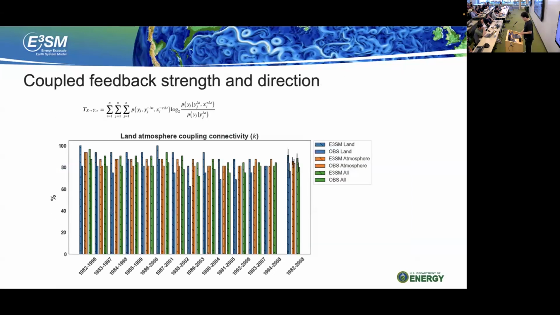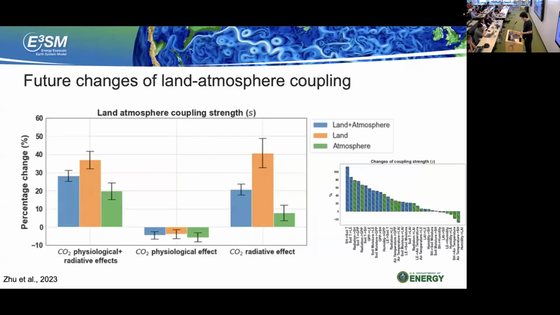So you see, this is a land component, an atmosphere component, and also the entire network of that land surface, land atmosphere coupling system. The change of the relative coupling strengths of connectivity throughout the time. You don't see that much of a temporal declining or increasing trend of this coupling, but you do see the strengths change a lot. So the coupling connectivity doesn't change that much, but the strengths change a lot.